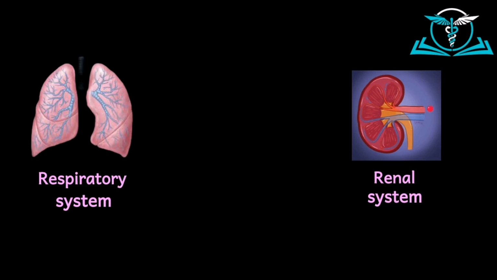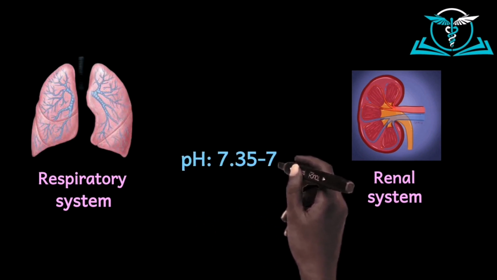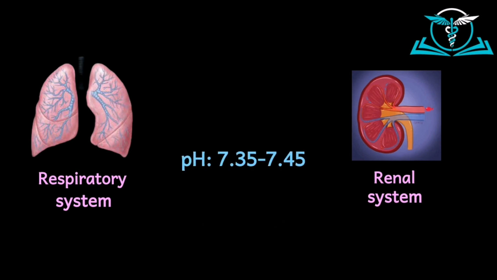Now, day in, day out, the body is subjected to conditions which offset the acid-base environment. But the respiratory and renal systems, together with other buffering systems, work efficiently to keep the pH within the normal range, which is 7.35 to 7.45. Note that this is the normal range for arterial blood. And so how do these systems work?